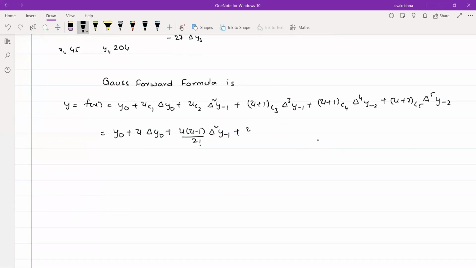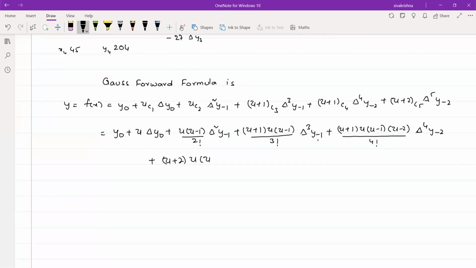plus (u plus 1)C3 can be written as (u plus 1) into u into (u minus 1) by 3 factorial into delta cube y sub x minus 1, plus (u plus 1)C4 means (u plus 1) into u into (u minus 1) into (u minus 2) by 4 factorial into delta power 4 y sub x minus 2, and finally (u plus 2)C5 means (u plus 2) into (u plus 1) into u into (u minus 1) into (u minus 2) by 5 factorial into delta power 5 y sub x minus 2.